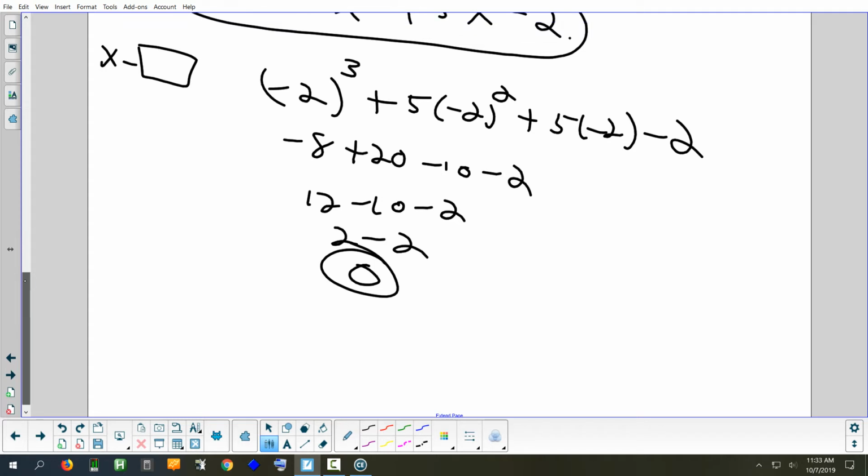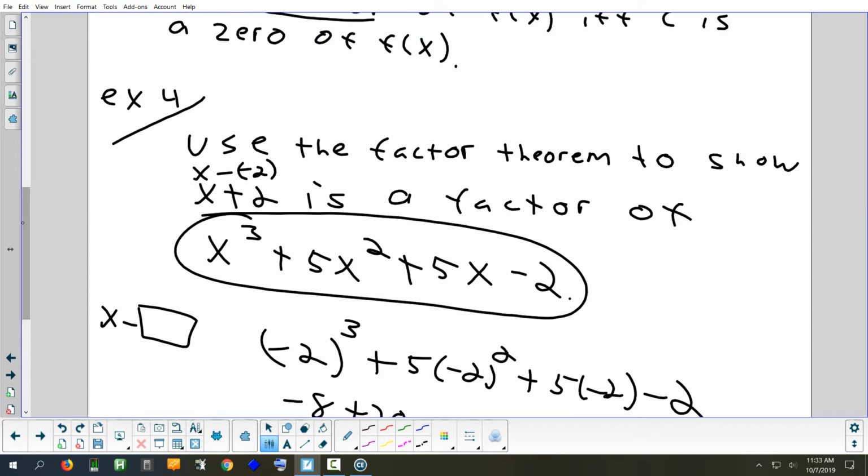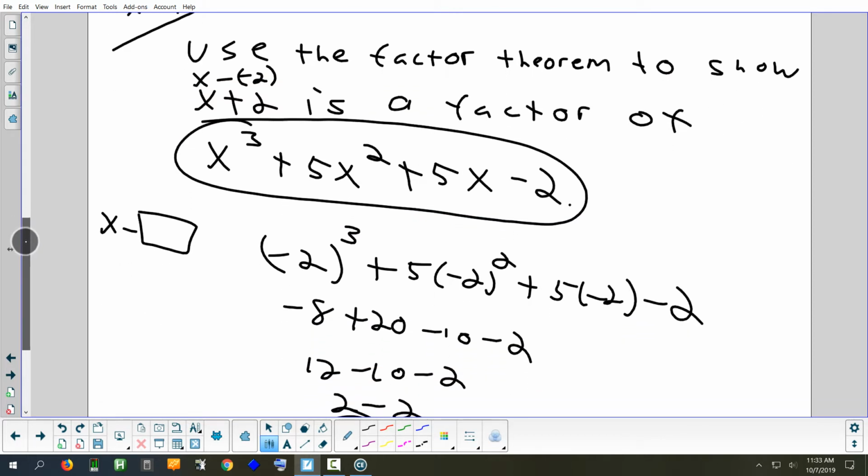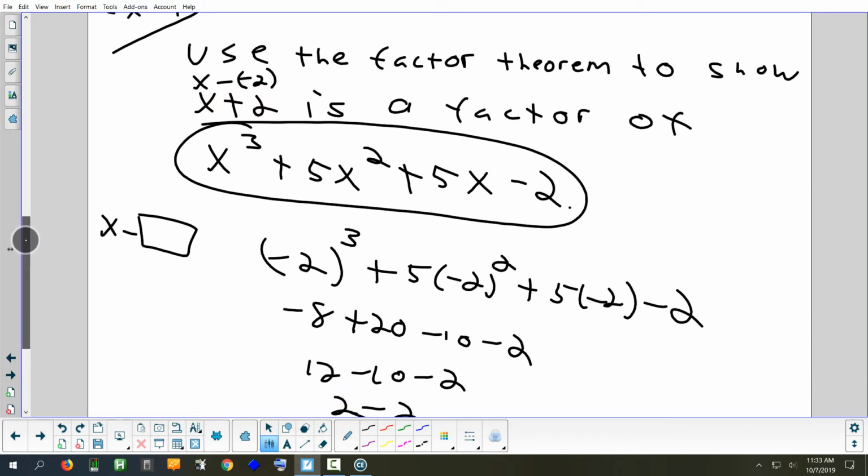So we get a remainder of 0 when you divide what's circled by x plus 2. So what does that mean if you get a remainder of 0? It's a factor. So if you were going to try to factor this, one of the factors is x plus 2. Okay, any question on that?